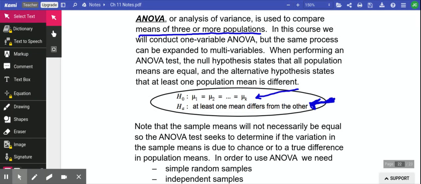Now, when we pull sample data, we know that there's going to be some variation in it just because of the sample that we may have chosen. So we want to know, is that due to chance or is there actually some difference? That's what ANOVA is testing.